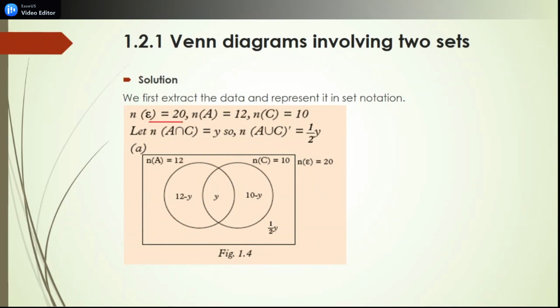The universe has 20. Art, who takes art, is 12. Who takes chemistry is 10. Let's take a value of x for students who take both. We don't know that value. But to find the value of students who take only art, we take all students who take art and subtract the students in the intersection. The same way, we take students who take chemistry and subtract the intersection.